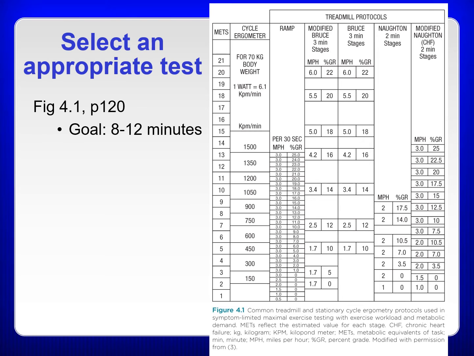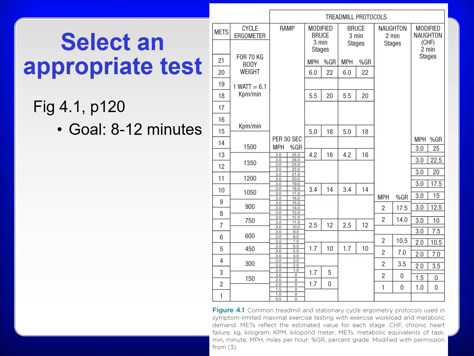The modified Bruce and the Bruce are both listed, and there's also a modified Naughton and a Naughton test. And you'll see that the modified Naughton is for CHF, chronic heart failure. So that's a real common test that's utilized for individuals that have chronic heart failure.